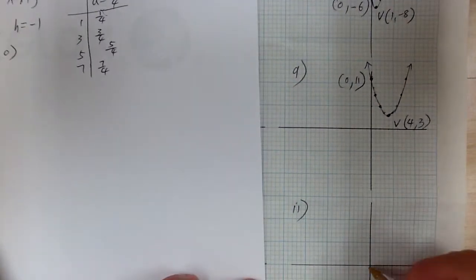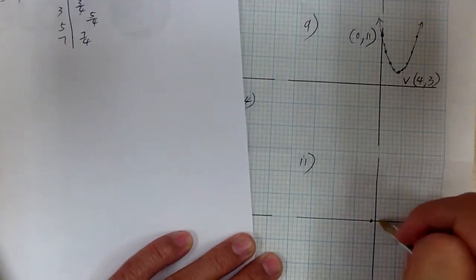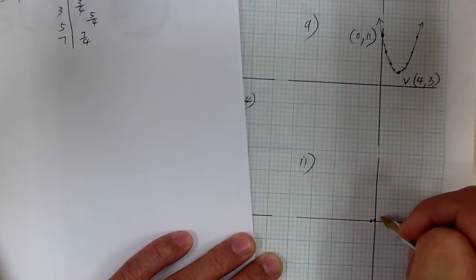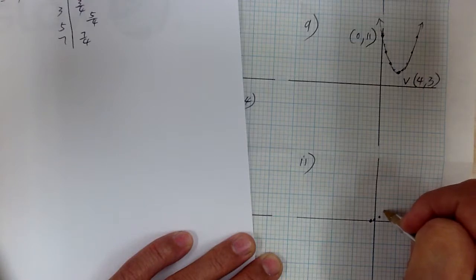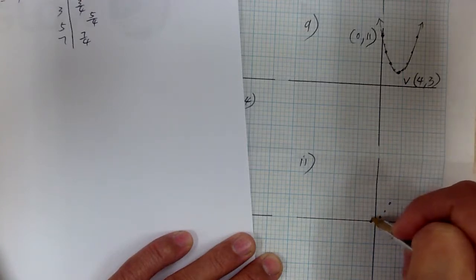So vertex is negative 1, 0. Okay, and then the one you go over would be 1 over 4, and then 3 over 4, and then 5 over 4, and then 7 over 4 over here.